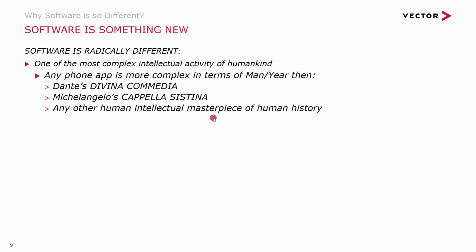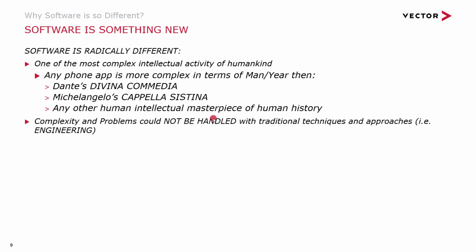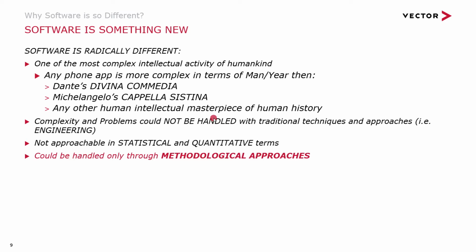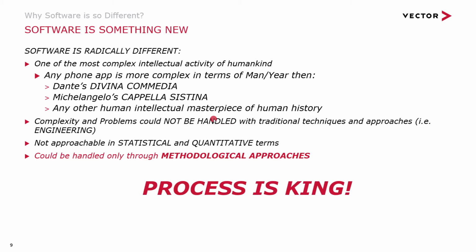So this kind of complexity, this kind of problem could not be handled with traditional techniques and approaches like traditional engineering, civil engineering applied to buildings, applied to bridges, etc. And software could not be approached with statistical and quantitative analysis and similar approaches. Software could be handled only by methodological approaches where the process is the real king.